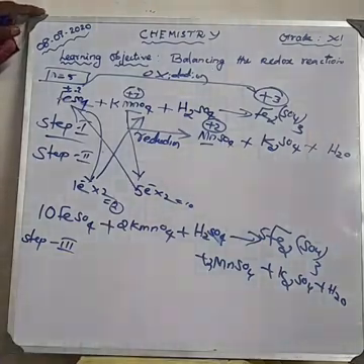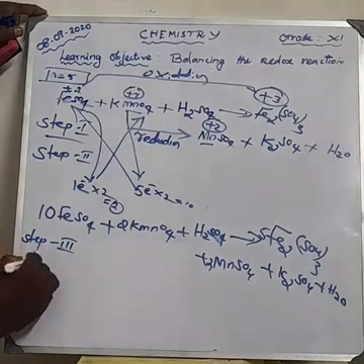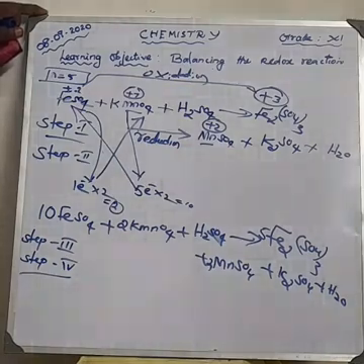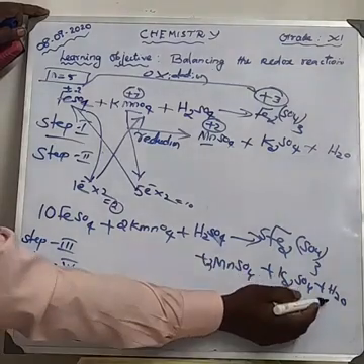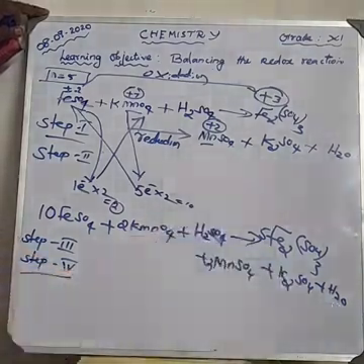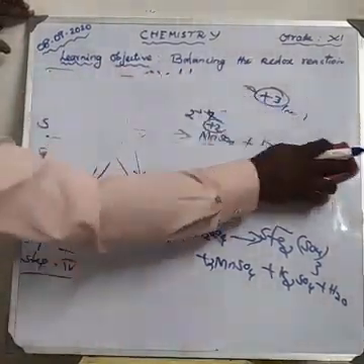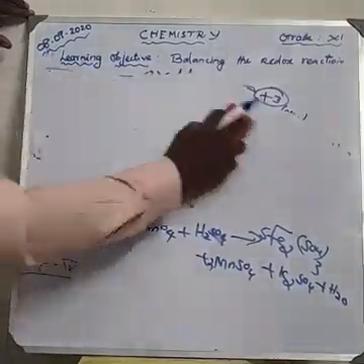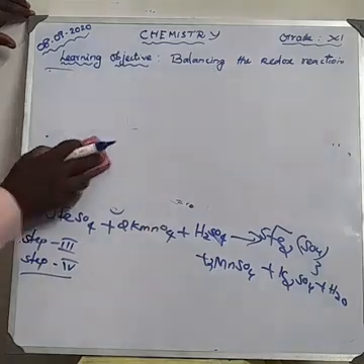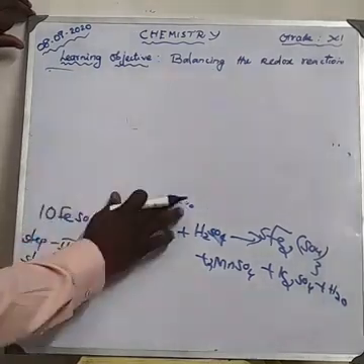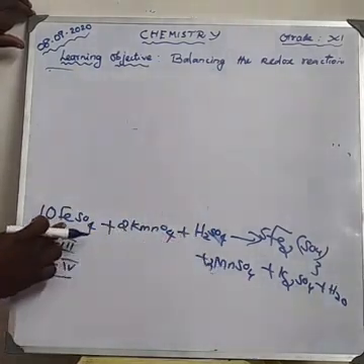That is over. What is about step 4? Balance the other elements except hydrogen and oxygen. How can we balance the other elements except hydrogen and oxygen? Here, on the reactant side, how much sulfur is present? That is 10 sulfur atoms.